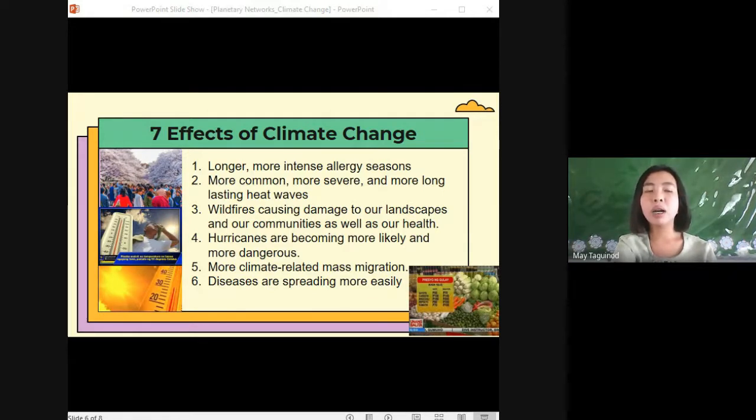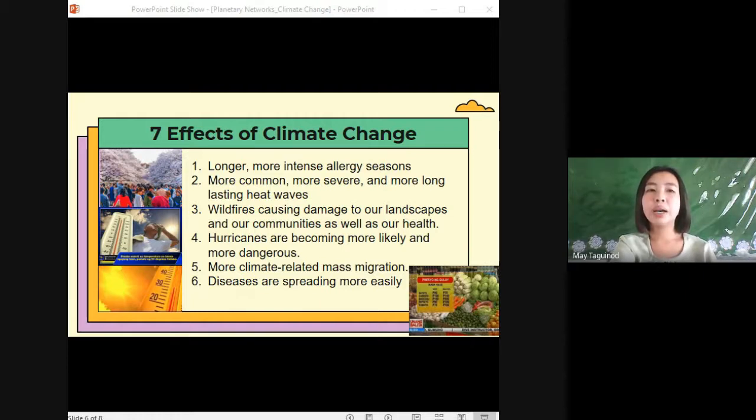Next, we have wildfires causing damage to our landscapes and our communities as well as our health. So, it happened in Amazon. Nagkaroon doon ng wildfire and sobrang percent na damage during that time. Loss of life and habitats. Maraming naapektuhan. So, wildfires are devastating communities around the world, from the billion-dollar destruction they cause to the cost of lost plant, animal, and even human life. These devastating natural disasters are scarring our landscapes.